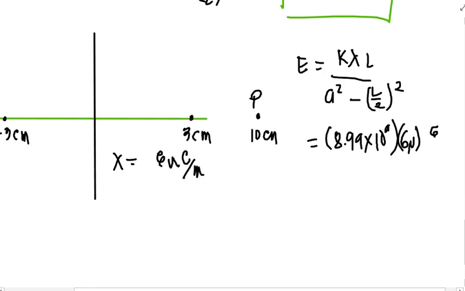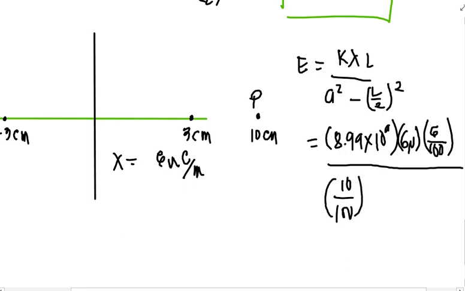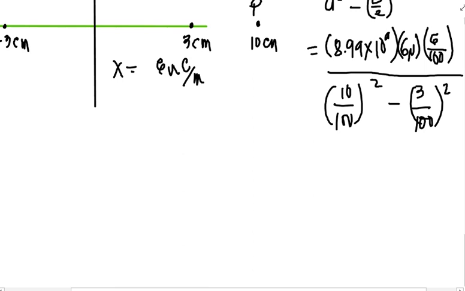Take note, our unit of length should be in meters, so I divide by 100. So this is 6 all over 100, all over A squared, or the distance A from our origin, which is 10 all over 100, since it should be in meters, squared, minus 3 all over 100 squared. L over 2 is from the origin to one endpoint, so that is 3 all over 100.